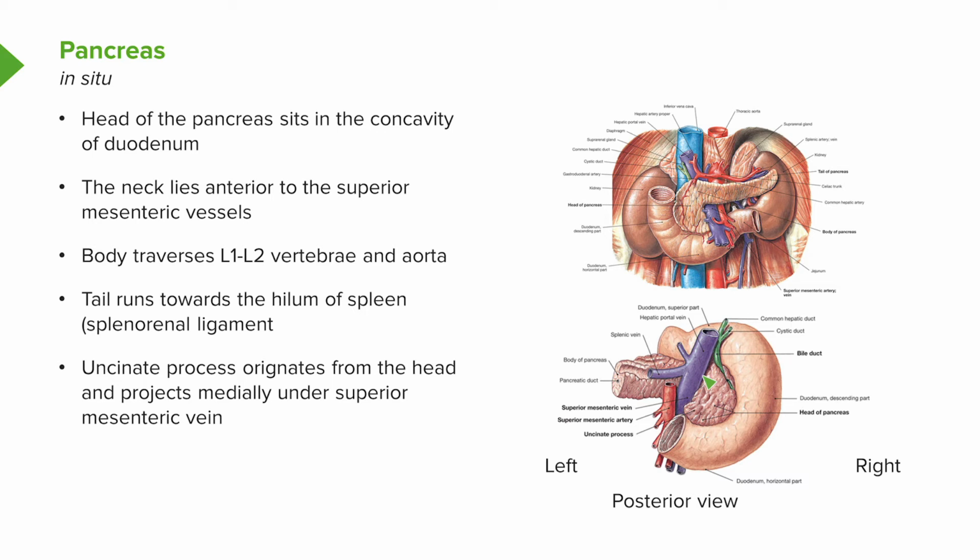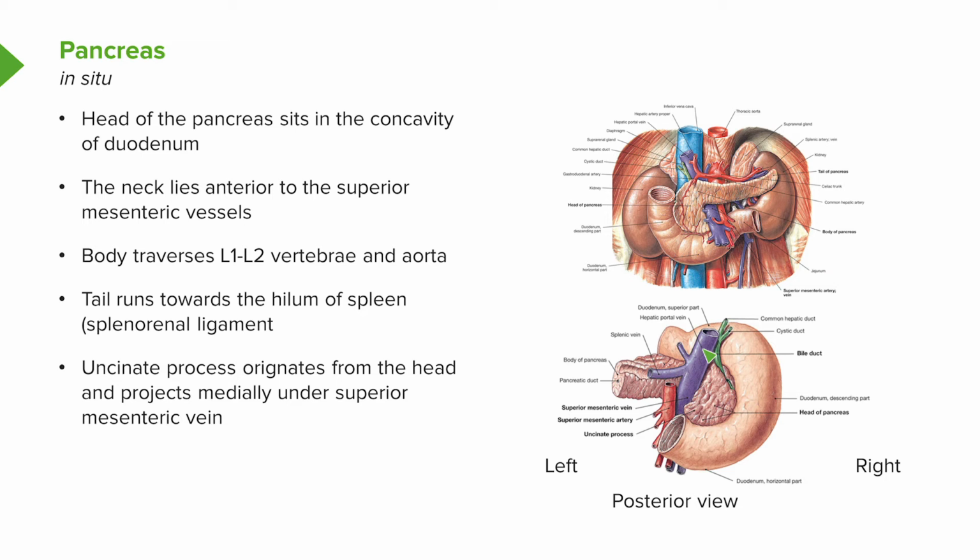Also, we can see the superior mesenteric vein is actually receiving the splenic vein here. So at the neck of the pancreas, deep to the neck of the pancreas, we have the formation of the hepatic portal vein. Here we have the superior mesenteric vein, here we have the splenic vein, and where these two unite, we then have the hepatic portal vein that's running up towards the liver.